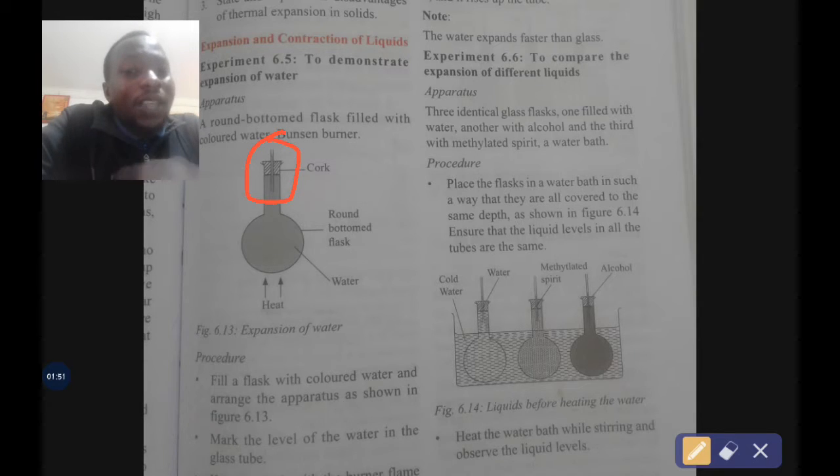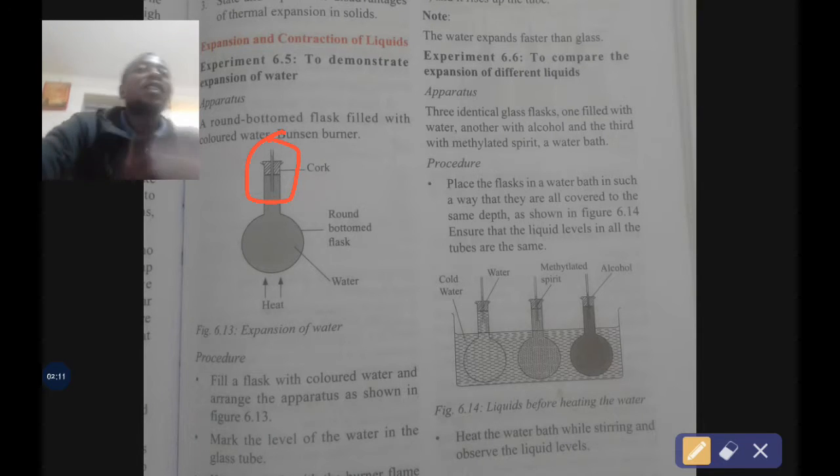Then after some time, the level of the water will be seen to start rising. This level will rise because the heat energy has been conducted from the flask to the water. So the water starts getting that heat energy. At that particular point, we expect that it is going to be heated. Therefore, as a result of that heating, it expands. So as it expands, the level is seen to rise up.